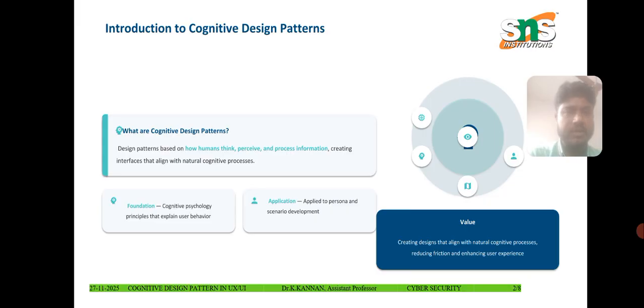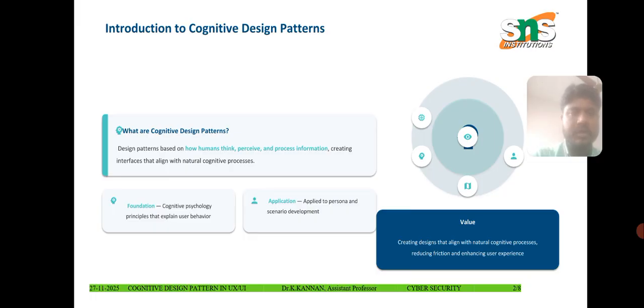First of all, we create the foundation in cognitive psychology principles. It explains user behaviors and is applied to persona and scenario development. It is valuable for creating designs that align with natural cognitive processes, reducing friction and enhancing user experience.